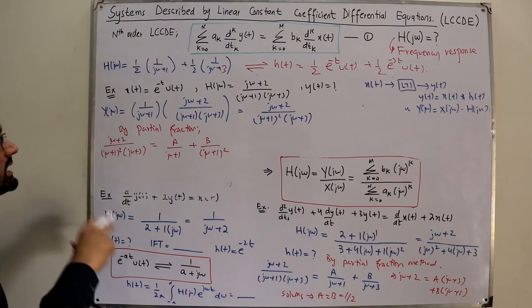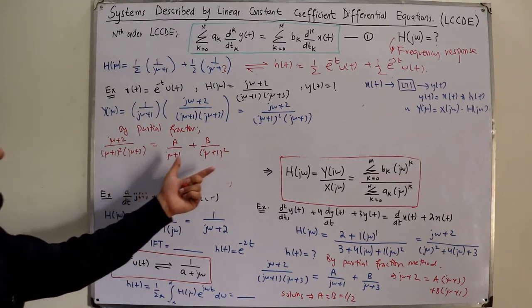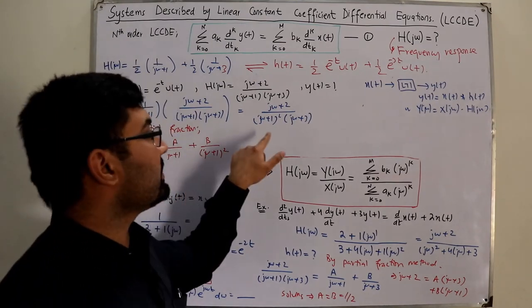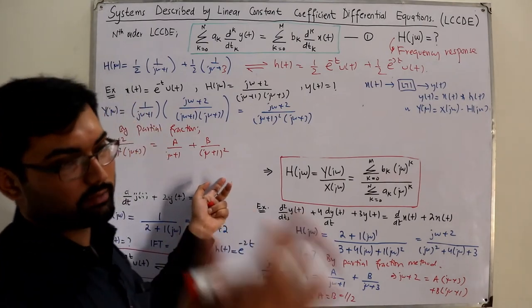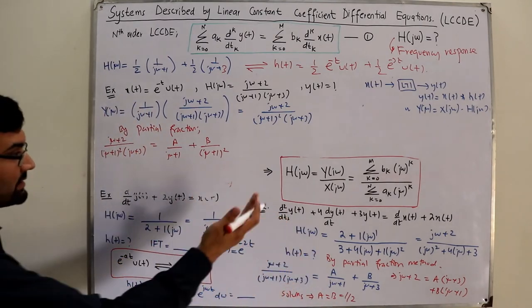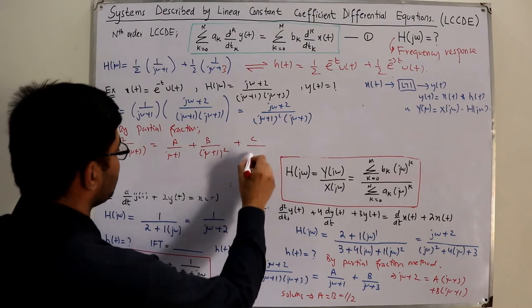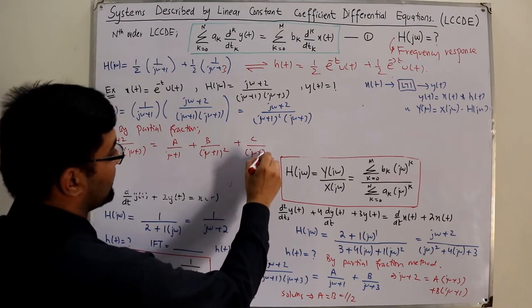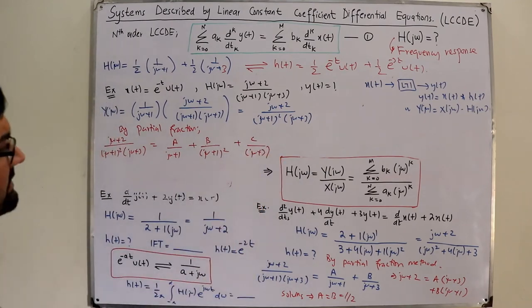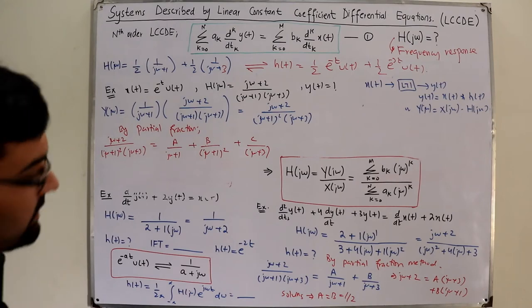If you have a power of 3, then you would write first (jω + 1), then the power 2, and then the power 3, something like that. You know it from your mathematics. Then you have C upon jω + 3, and this you can solve by your own self.